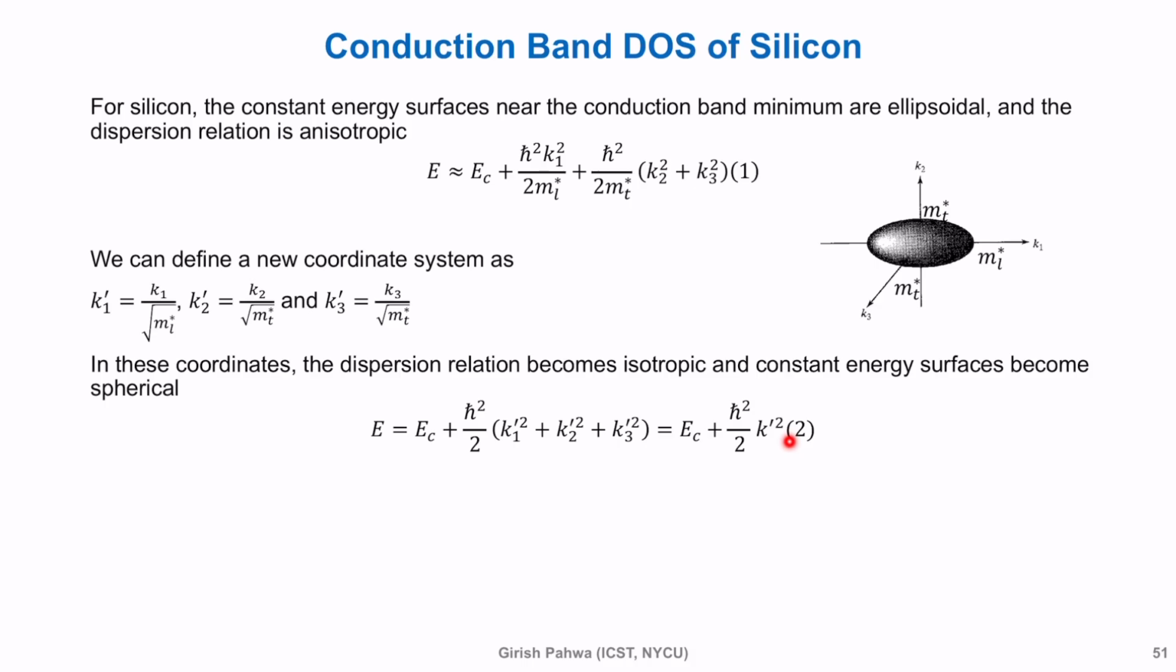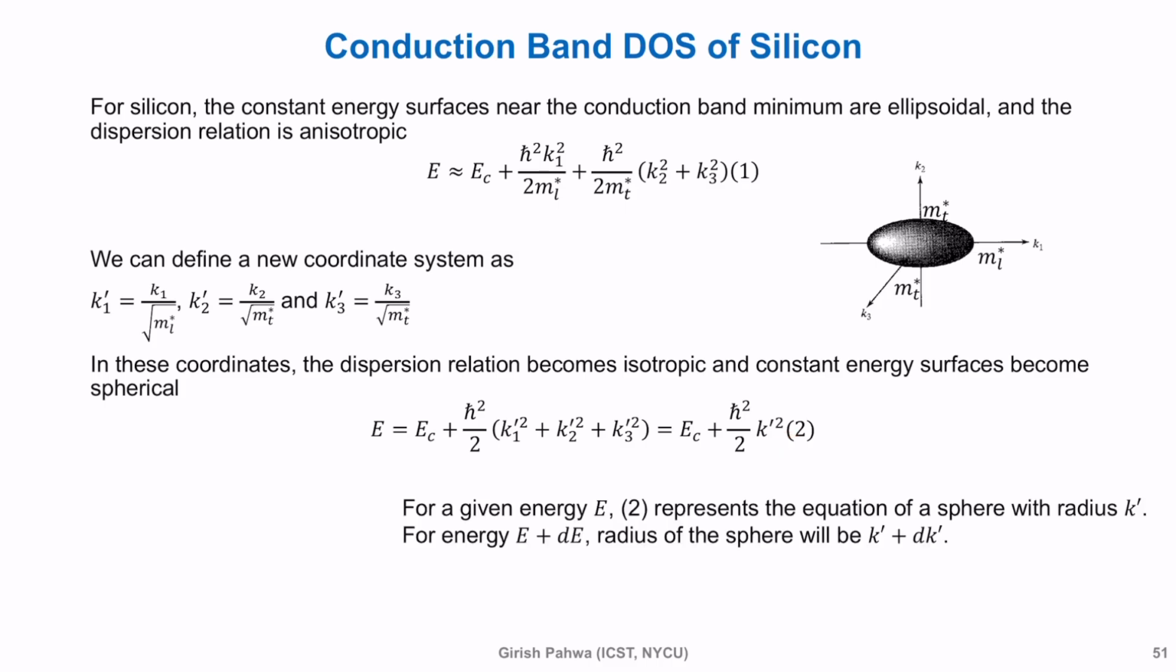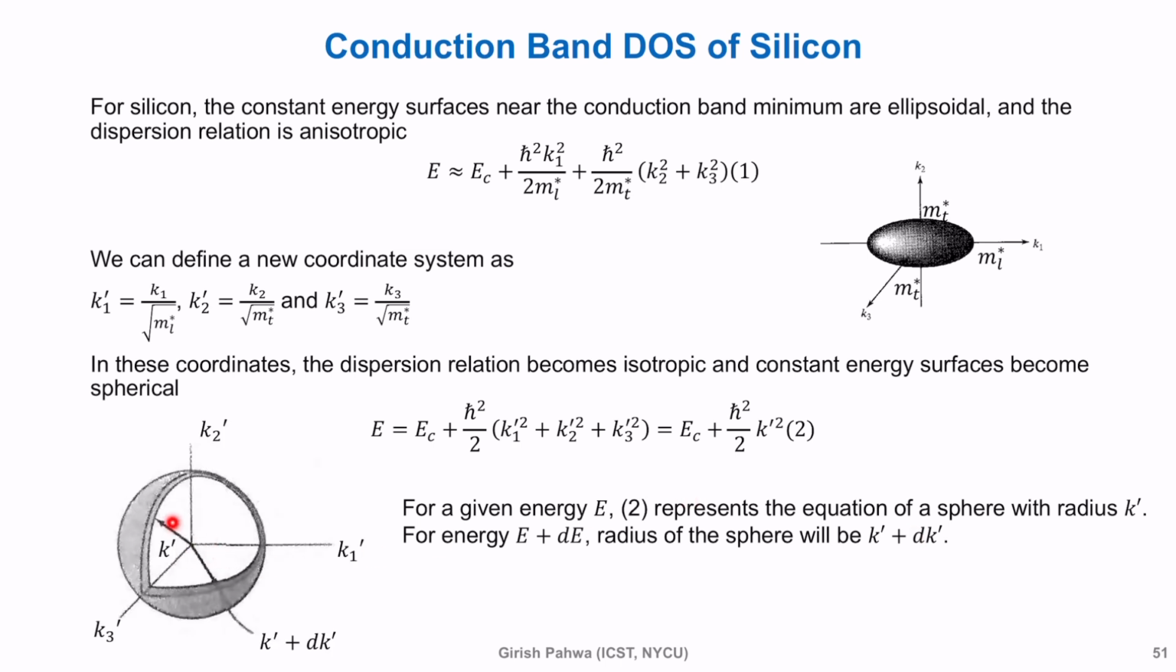So new coordinate system, and now I can do the same thing again. Whatever we did is still helpful. So for a given energy E, this is the equation of a sphere, and if I go from E to E plus dE, the radius will change to k dash plus dk dash. This is k dash, and the new coordinate system is k1 dash, k2 dash, k3 dash. The sphere's radius is k dash here, and for the outer one it is k dash plus dk dash. You get the point?